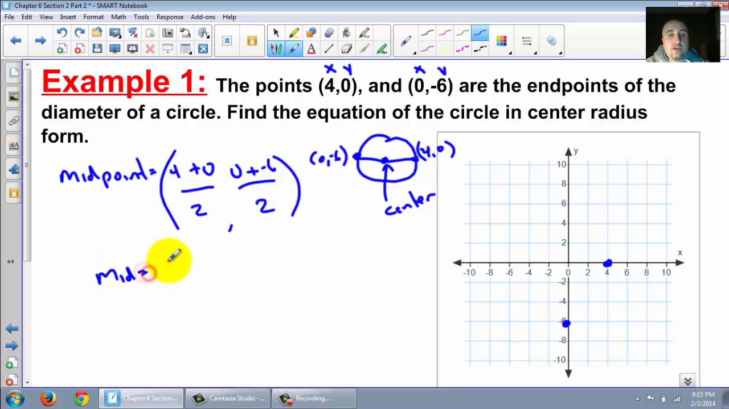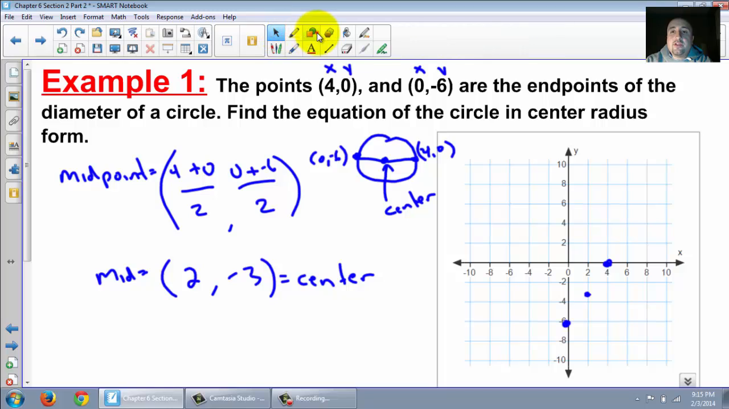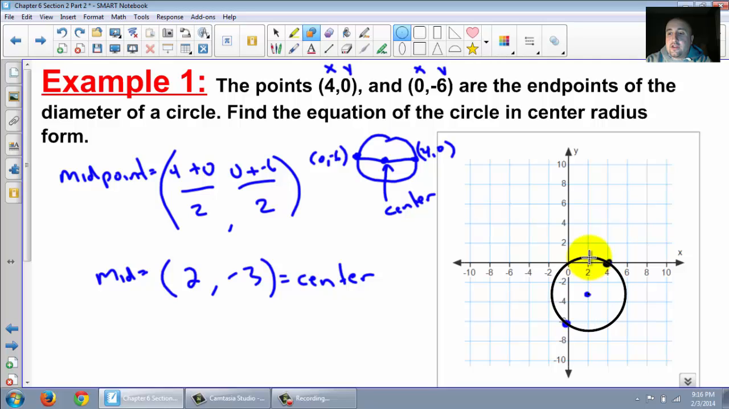So what is our midpoint? 4 plus 0 divided by 2 is 2. 0 plus -6 is -6, divided by 2 is -3. So our midpoint is (2, -3), and that is actually the center of our circle. Okay, so the midpoint is also the center. All right, so if I go to my shapes here and I draw a circle off of that center, you can see that it would be what our circle looks like.